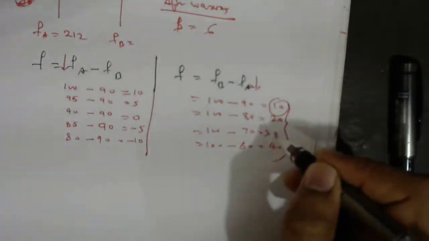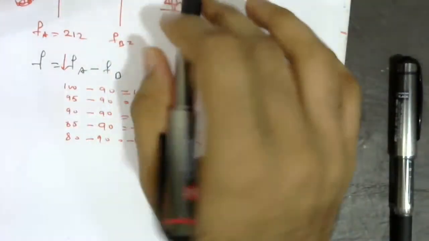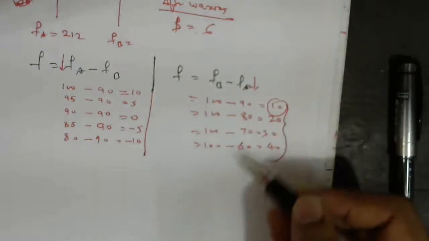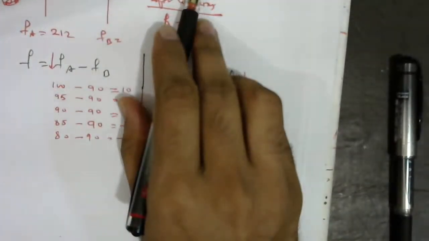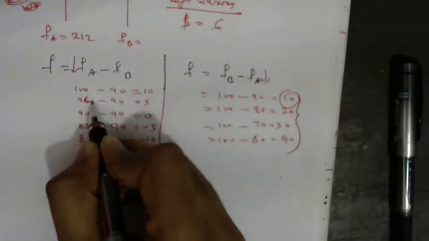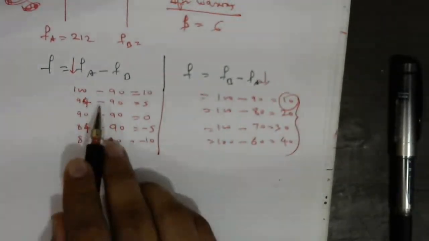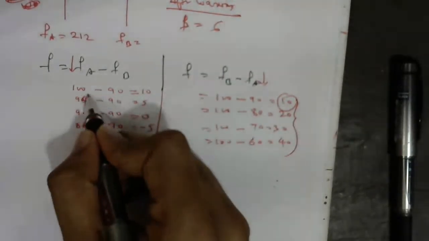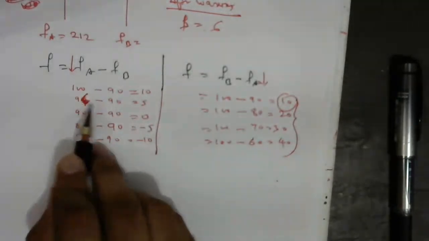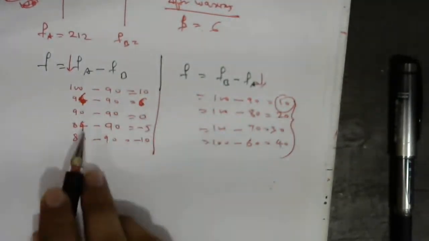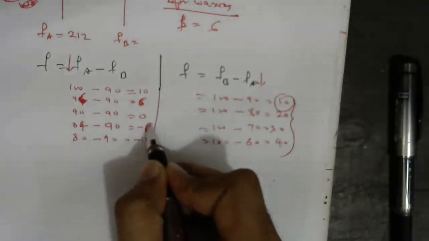Initially 10, before loading it is 10, after loading also again somewhere that 10 should come. Why? Because see, before 6, after also 6 should come. See here, I'll take this one as 94 and this as 84. 94, 96, I'll take this one, 96. 96 minus 90, it is 6. 94 minus 90, it is 6.